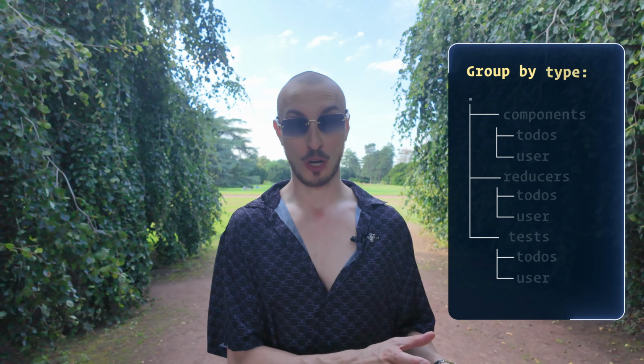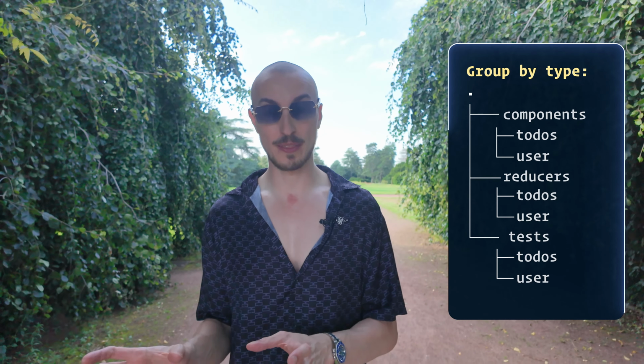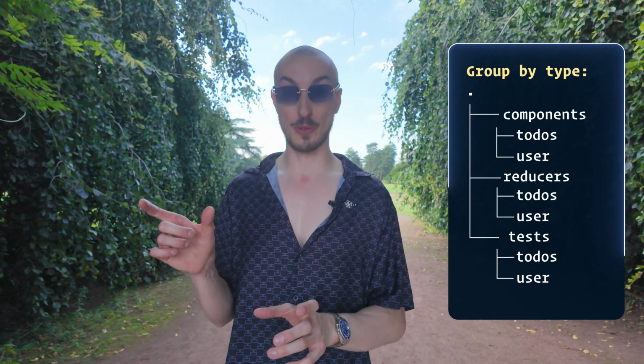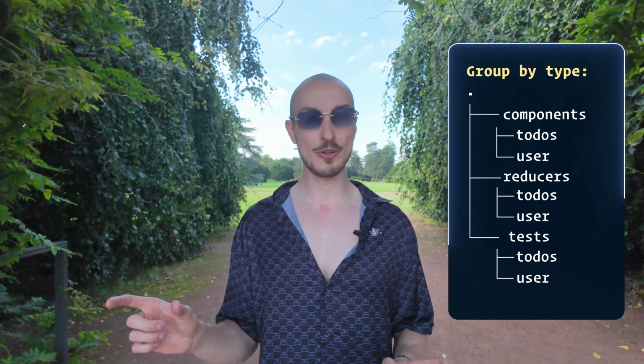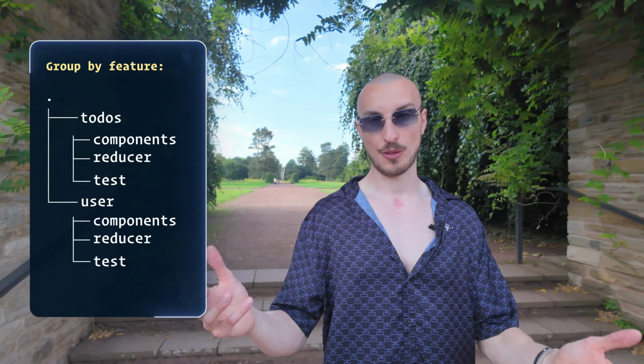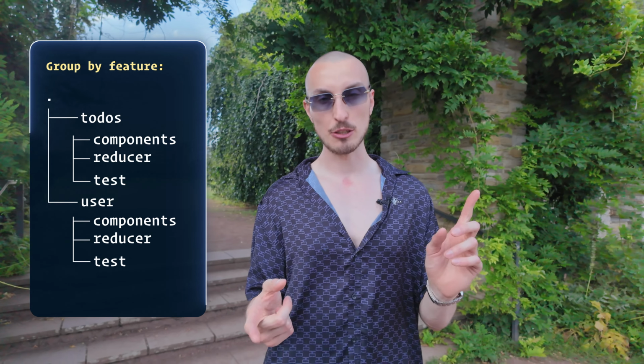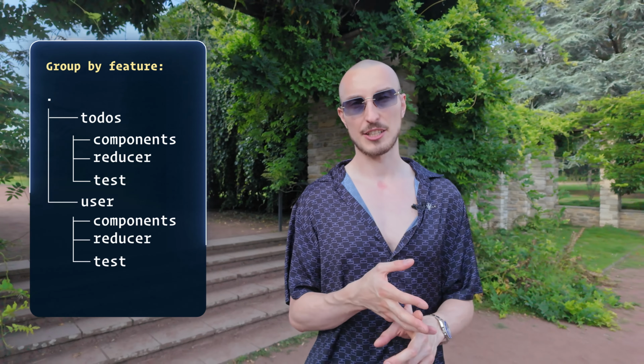Now that you're done with your static analysis tools, it's time to look at your folder structure. You can either group files by type, which is when all your reducers live together, all your components live together, all your tests live together, all in the same folder. All the files related to the specific type are in the same folder. Or you group files by feature, which is, for example, when all the files related to your authentication are in one folder, and that includes your reducers, your components, and your tests.